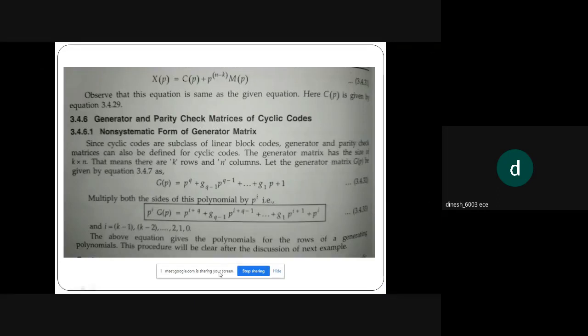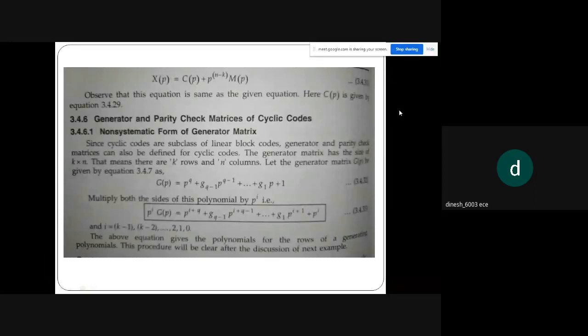So the cyclic codes can be given in two different formats. One is a systematic form of generating the matrix. Second one, non-systematic form of generating the matrix. So systematic form is known to everyone, as you had seen in linear block codes, X is equal to M followed by C. Message bits followed by check bits. M is your message bits, C is your check bits. So totally we get the code vector X.